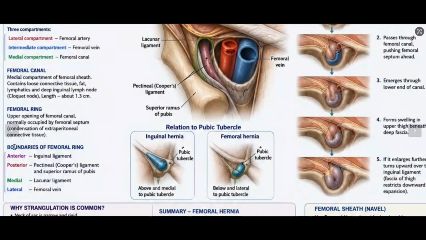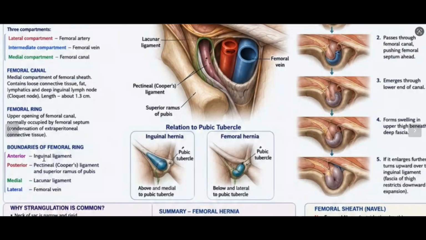So these are all the boundaries of the femoral ring. Now you have to visualize it like a doorway. First, we have the inguinal ligament that is present anteriorly. Then we have the lacunar ligament that is present medially. Then we have the femoral vein that is present laterally, and posteriorly we are going to have the pectineal ligament plus pubis, and these are going to form the posterior boundary.